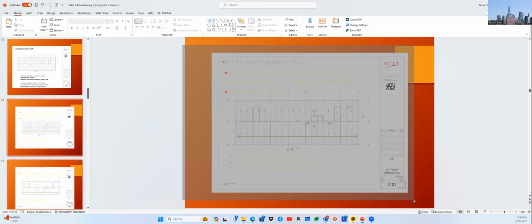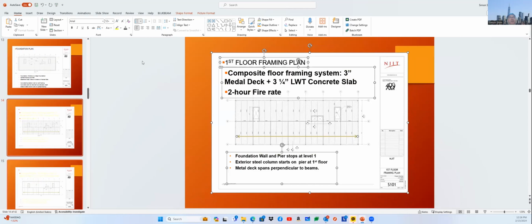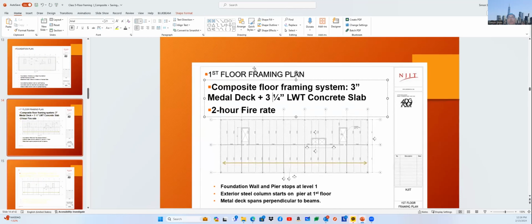Here, change that. Maybe so, maybe too big.